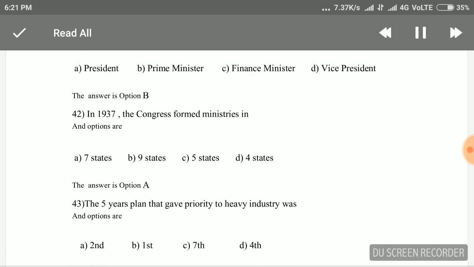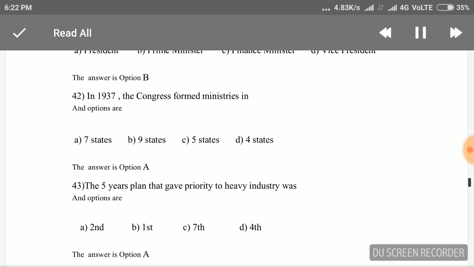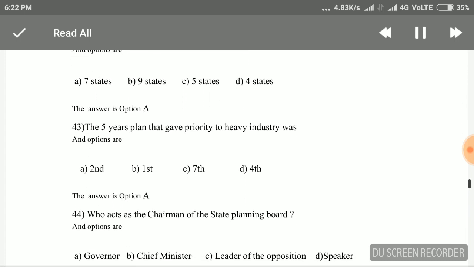43. The five year plan that gave priority to heavy industry was. Options are A. 2nd. B. 1st. C. 7th. D. 4th. The answer is option A.